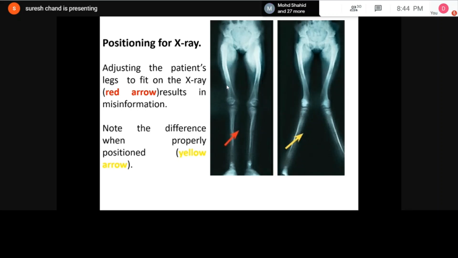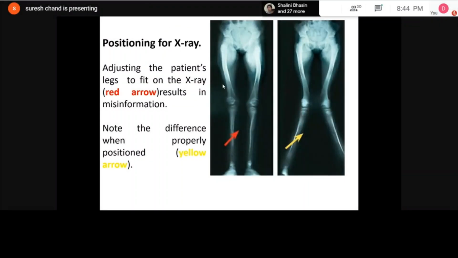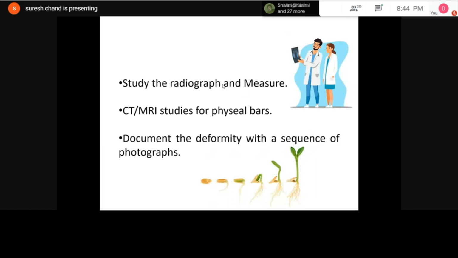A severe genu valgum will not fit in a single cassette, so the technician will try to put it in a single film, and that gives a falsely corrected alignment, just like the picture on the left, which shows a fairly good alignment. But when we take a good X-ray film with the full deformity in place and the patella facing forward, it shows a huge amount of valgus. So X-ray positioning is very important. Then we have to measure the X-rays. CT and MRI are generally not required.